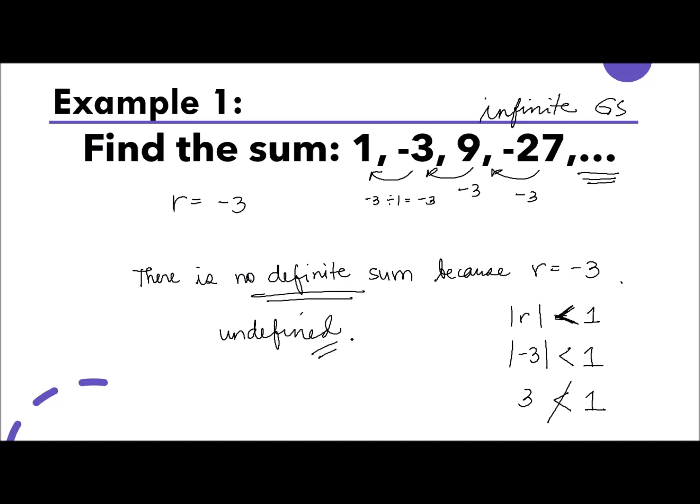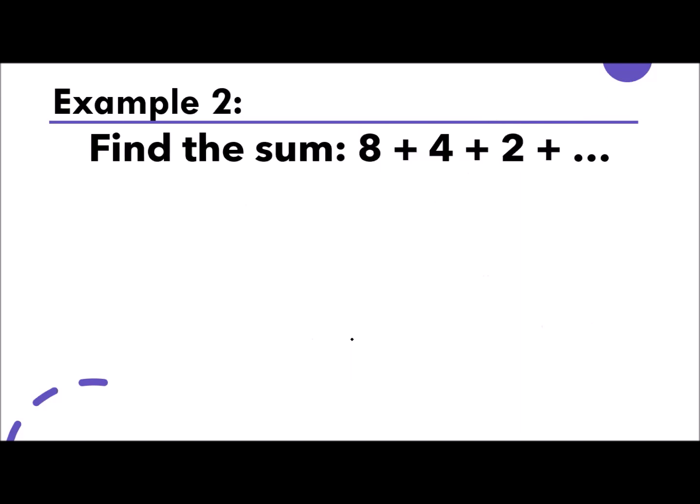Okay. Thank you so much. Next, example number 2. Find the sum. 8, 4, 2. Okay, so we have 8, 4, 2, and so on. So, ano muna ang ating common ratio? Yun ang laging unang tanong. So, we will have 4 divided by 8. That's the answer here. Is it 2? Okay, no. So, that is 1 half. That is also the same with 2 divided by 4. So, that is 1 half.